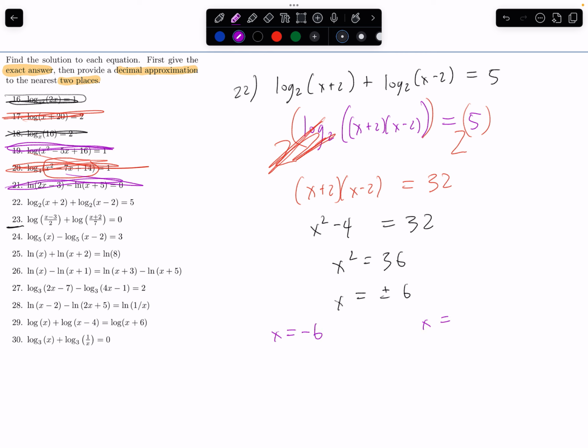Let's check those individually. Okay, if I plug in negative 6 right here, I'm going to get log of a negative number. So that guy is no good. Or as they say in Japan, NG. Isn't that strange? I didn't know what that meant the first time I heard it. And then I found it as no good, but like we never use that thing in English. Okay, x equal to 6. x plus 2 would be 6 plus 2 is 8. That's no problem. 6 minus 2 is 4. Also no problem. So x equal to 6 is a viable solution.